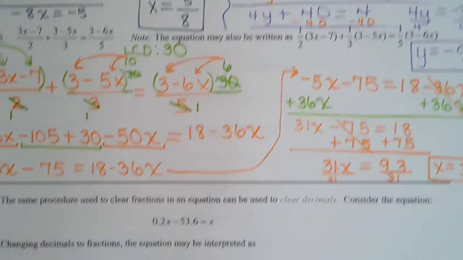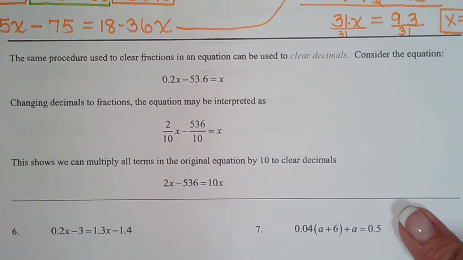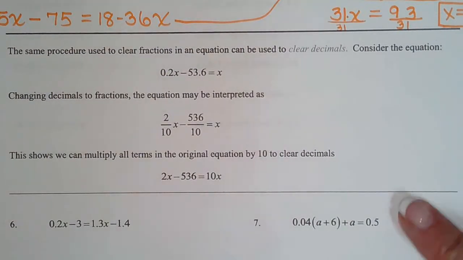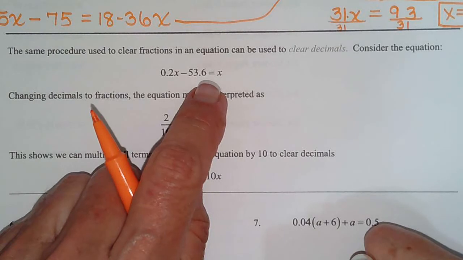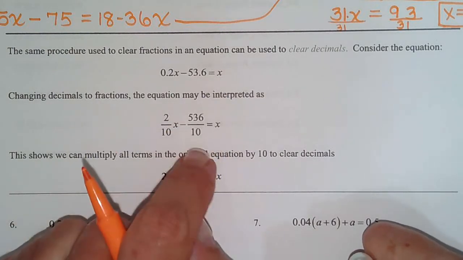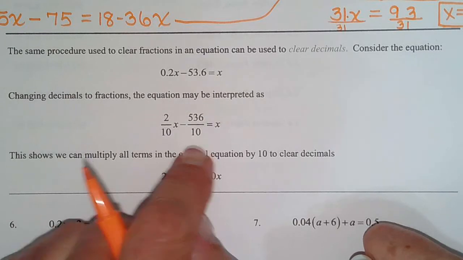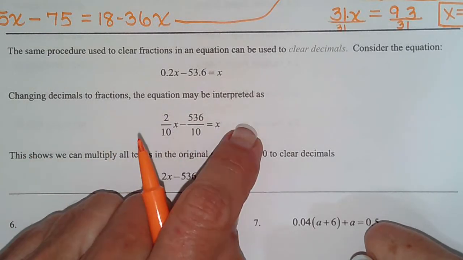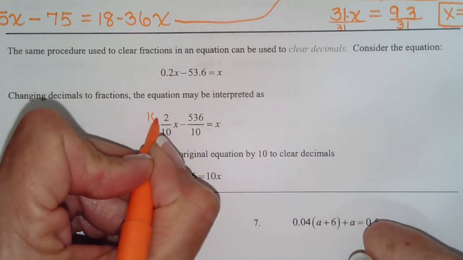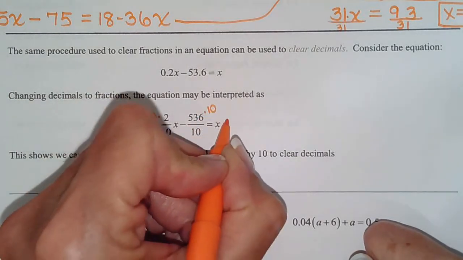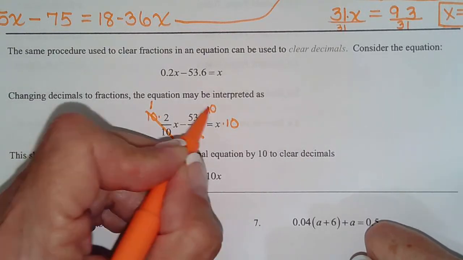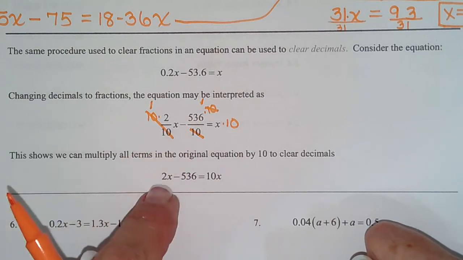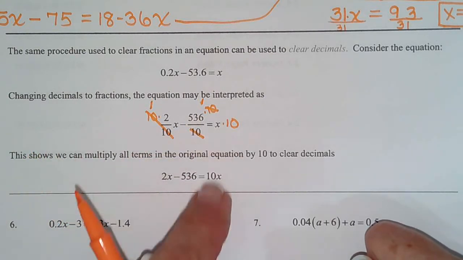Okay, next we have decimals, and you're going to see decimals follow the same rule as fractions. Guess why? Because every decimal can be written as a fraction. Because 0.2 is really 2/10. 53.6 is really 536 over 10. So the common denominator would be 10, and you would multiply everything by 10. So you'd put a 10 here, a 10 here, and a 10 here, and you get gone, gone. And so you get 2x minus 536 equals 10x.